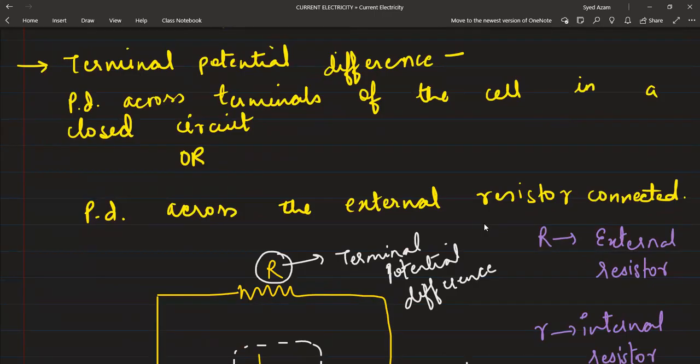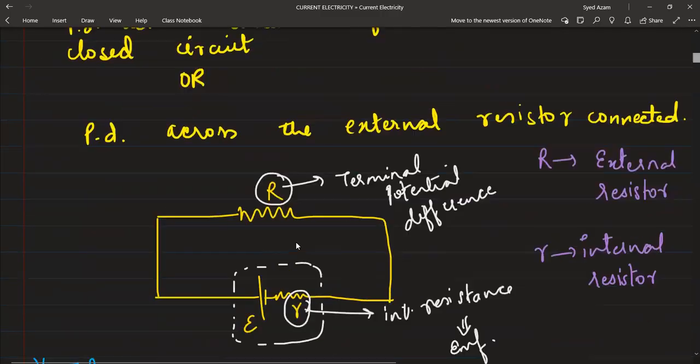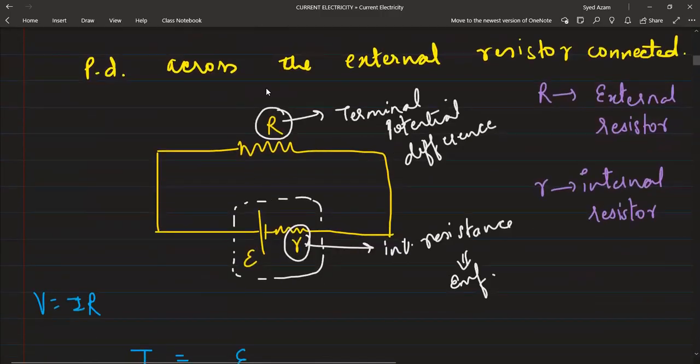I think it will be better if you remember it through the external resistor and internal resistor, because in the numericals, you will get the circuit diagrams and there you have to identify. And definitions also come. So this is how the circuit appears. This is the terminal potential difference across the external resistor.